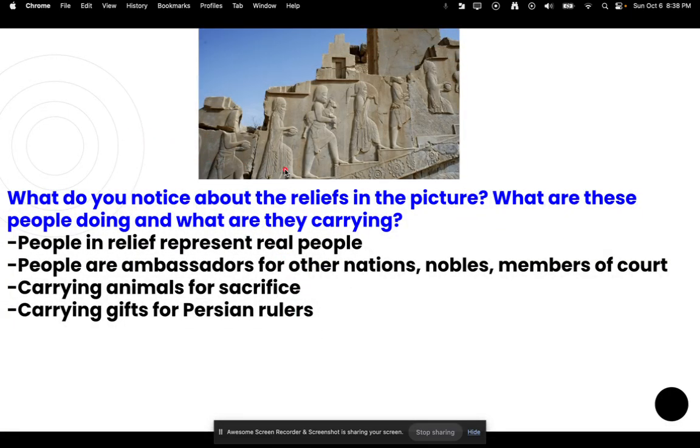Yeah, so you might see a lot of different things. The people in the relief actually represent real people in real life. So they're not just characters that you might doodle on a wall or anything. Each person that's etched in here represents a real person that lived. And some of these people are ambassadors for other nations, nobles, members of the court. Some of them are carrying animals, like you see here, for sacrifice. So this dude's carrying a sheep or something. And they're also carrying other gifts for Persian rulers as well.